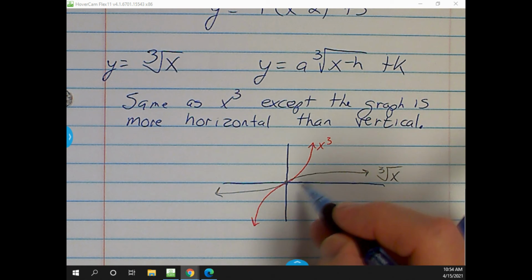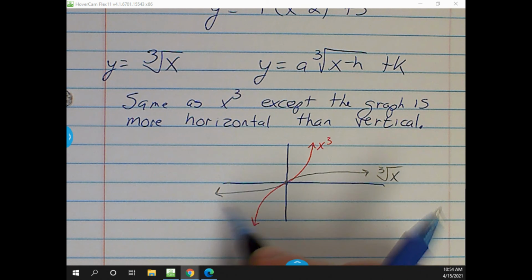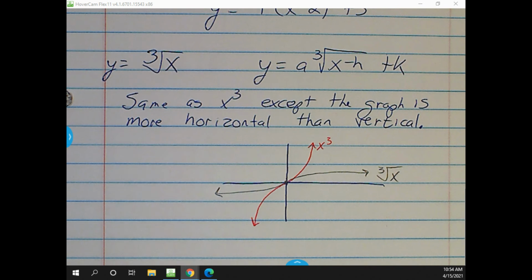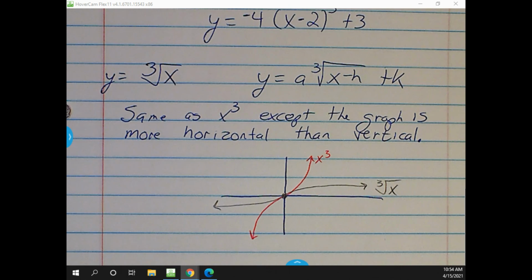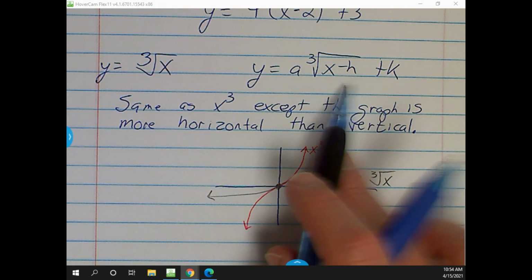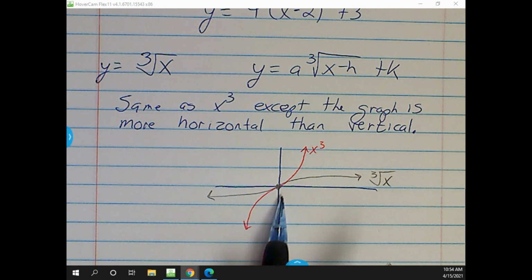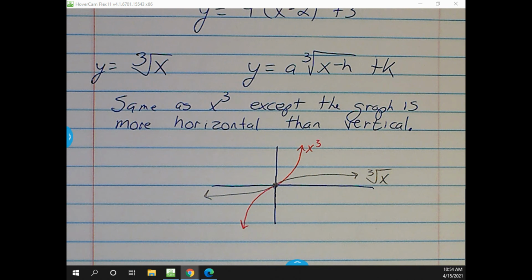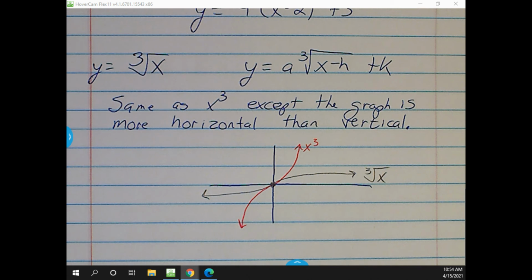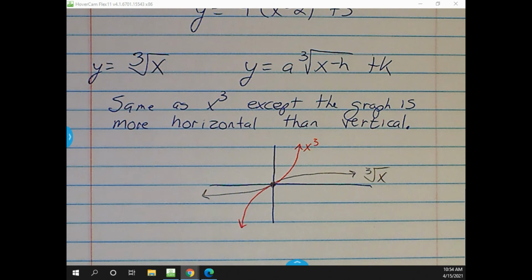So where x to the third is a vertical graph, the cube root of x is more of a horizontal graph. But they still cross over that pivot point. It still starts at 0, 0. The movement's still the same. If it's minus the h, this is still your pivot point. You're still going to move this number left and right, and this number up and down, to get the graph. The a value would still be a reflection if it's negative. Everything about it is exactly the same setup. It's just now you're going to use this graph instead of this graph.